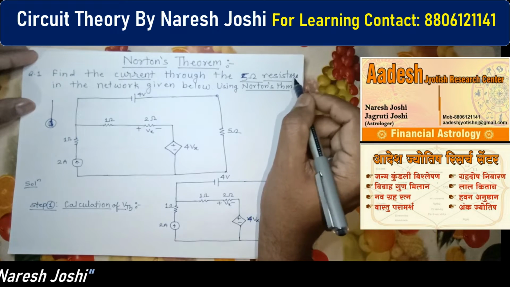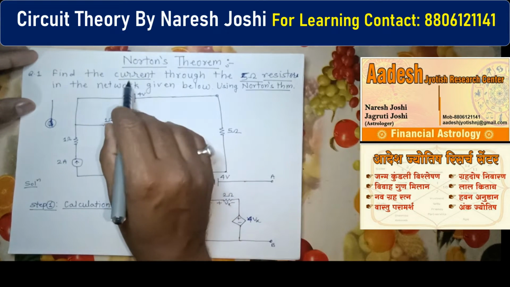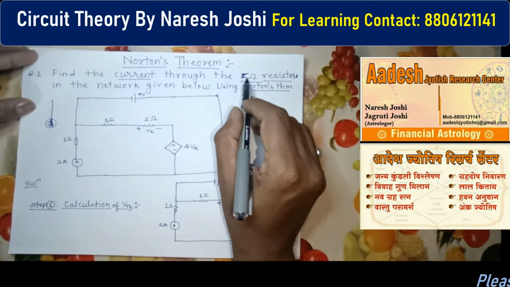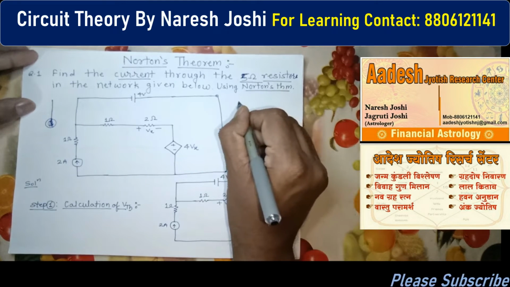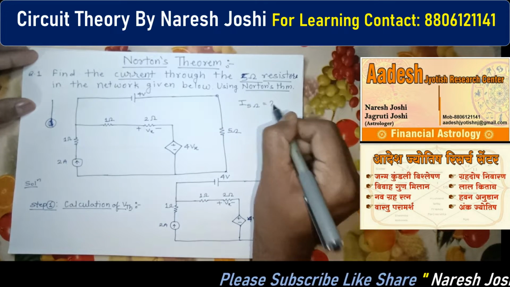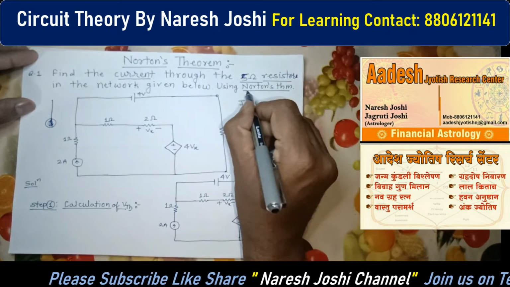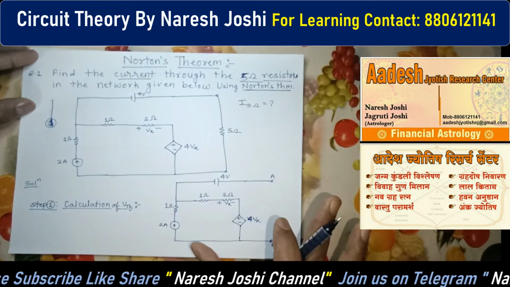Clear? Whenever any question is given, you have to first identify what they have asked. Here they have asked the current. Through which resistor? 5 ohm. So our question is what? We have to find out the current through the 5 ohm resistor. So this is our question first. And which theorem you have to apply? Norton's theorem. So this is our complete question.